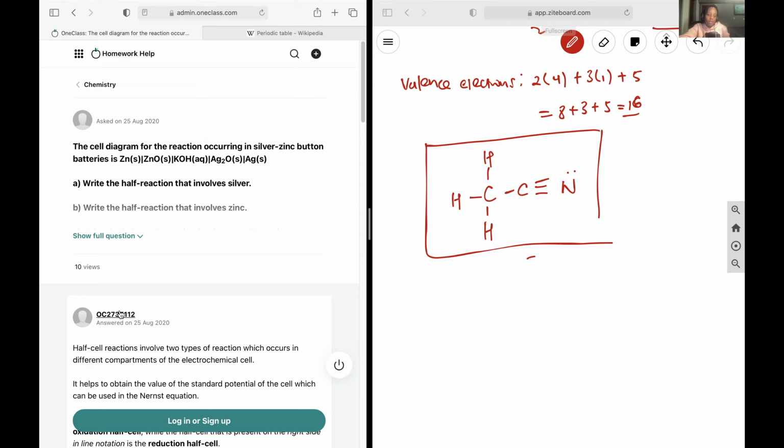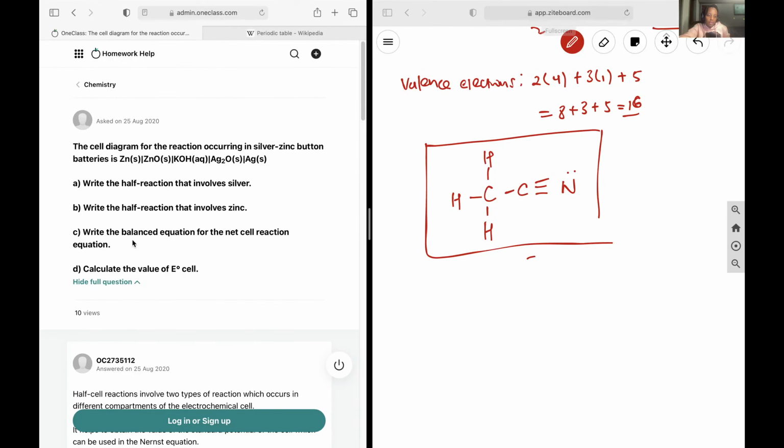Okay, next up, we would like the half reactions. So the cell diagram for the reaction occurring in silver zinc button batteries is like that. We'd like the half reaction that involves silver, the half reaction that involves zinc, write the balanced net cell reaction, and the cell potential, the standard potential of the cell.